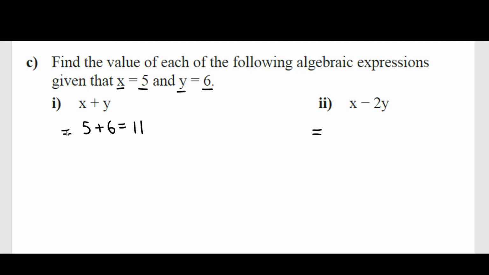And this one, x take 2y. Okay, so where we see the x, we put 5 in, so 5 take, and what this is x take 2 times by y. So 5 take 2 times by 6, which is 5 take 12. 5 take away 12 is going to give us minus 7.